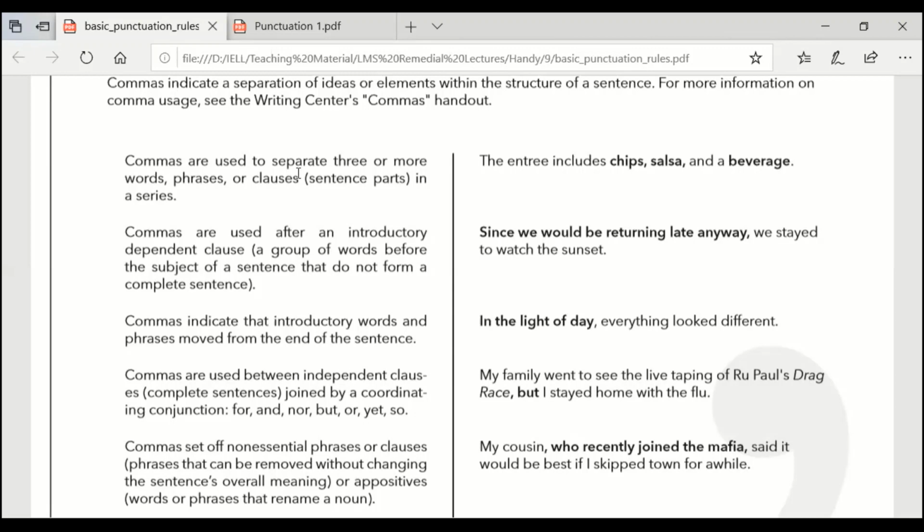Literally, we can just say that I like chips. Okay, but when we have two words, we can say I like chips and cold drink. Okay, but when we have three or more words, then between them, I need to use a comma, and before the last word in the series, I would use an and. So the first example here, the entry includes chips, salsa, and beverage. Okay, so I can say I like chips, salsa, and a beverage. So we see how we use commas: we use commas to separate items in a series. Next use of a comma.